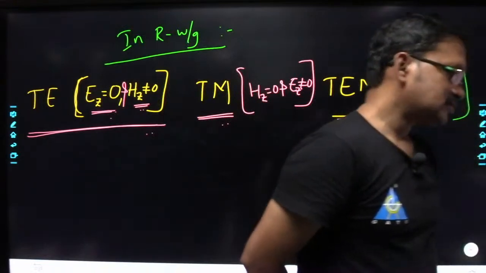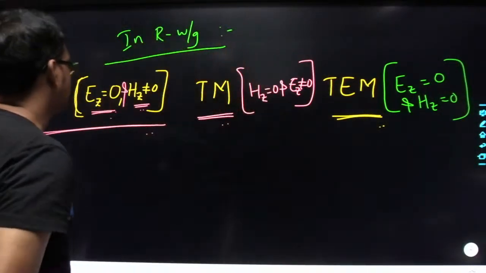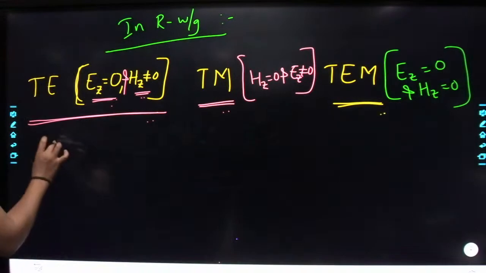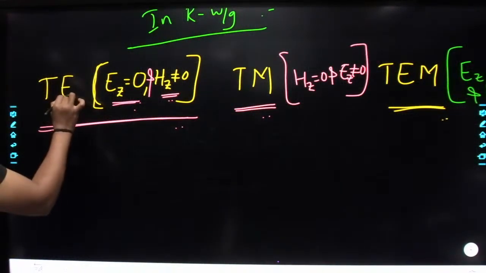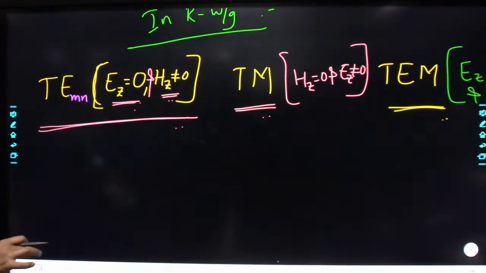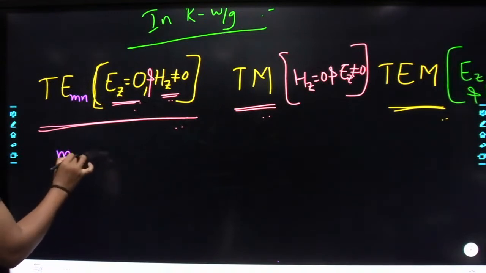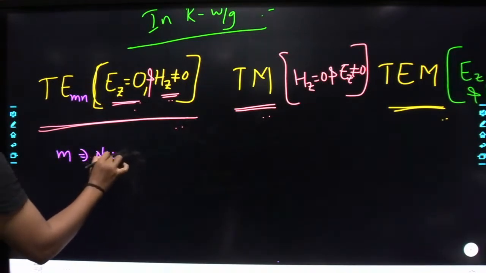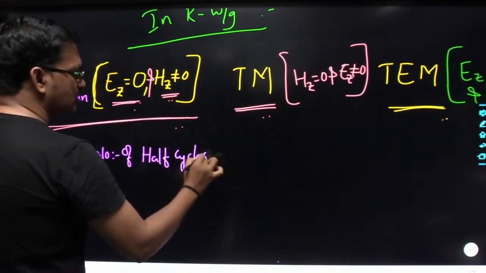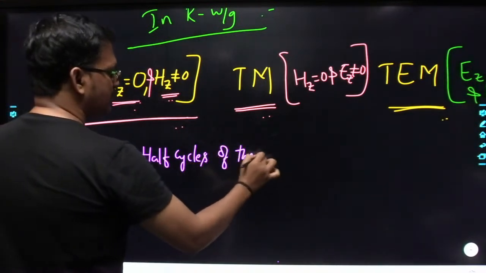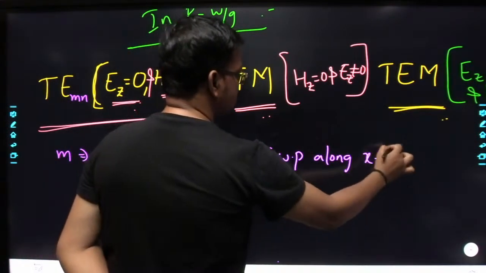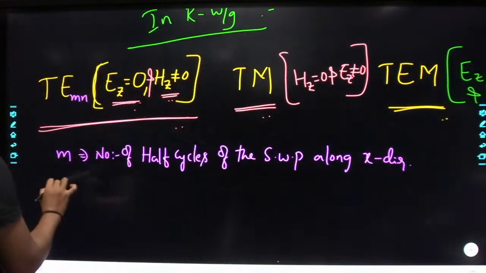That mode we can call a TEM mode here. Now in general, the subscript for TE we represent as MN, where M is an integer and N is also an integer. Here M represents the number of half cycles of the standing wave pattern along the x direction, whereas N represents the number of half cycles of the standing wave pattern along the y direction.